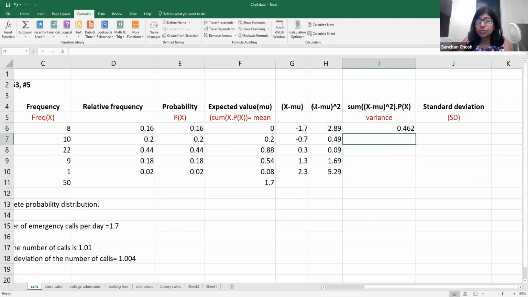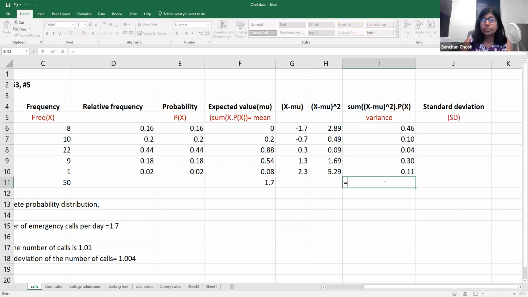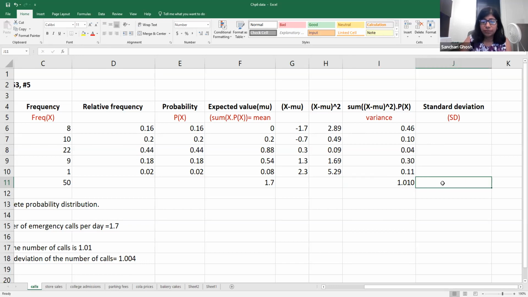Yes, that's it, because we have already x minus mu. The mean deviation squared already is there. So do this, take a summation. Let's just reduce the number of decimals for its problem. That's variance, and the standard deviation is square root of variance.